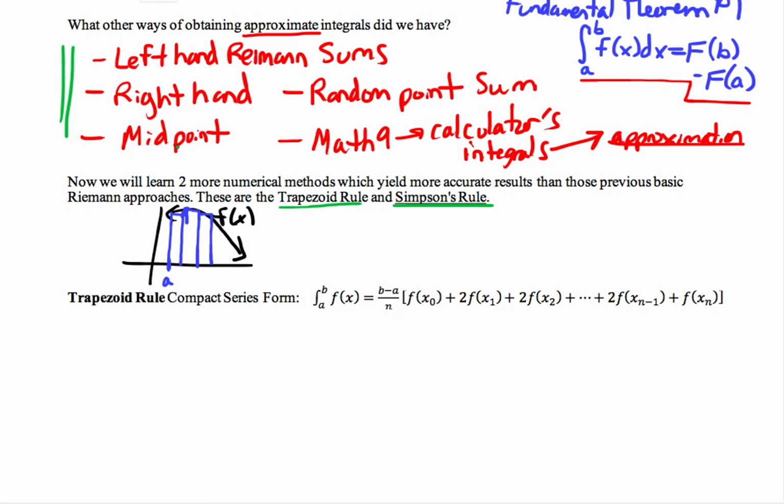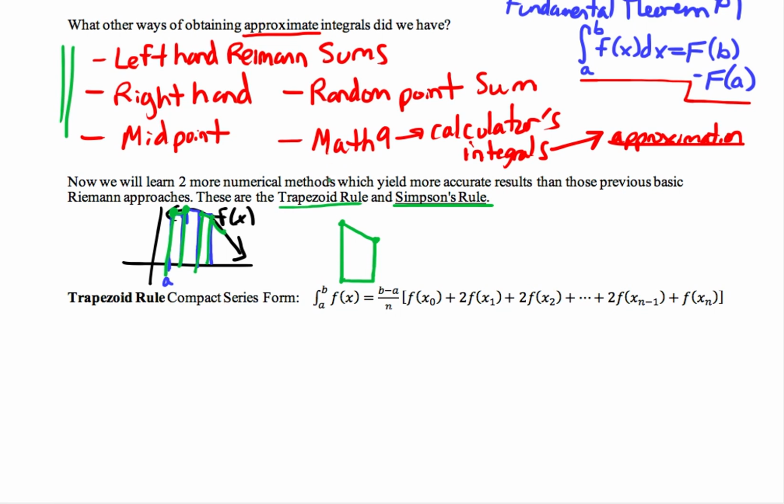Another way to do that is, instead of using rectangles, to connect this dot with this dot and use a little trapezoid. You can see it's going to be a little bit different. So then this dot would get connected with this dot and this one with this one. And to use a little trapezoid for each, let me blow one of those trapezoids up. It would look something like this, right?